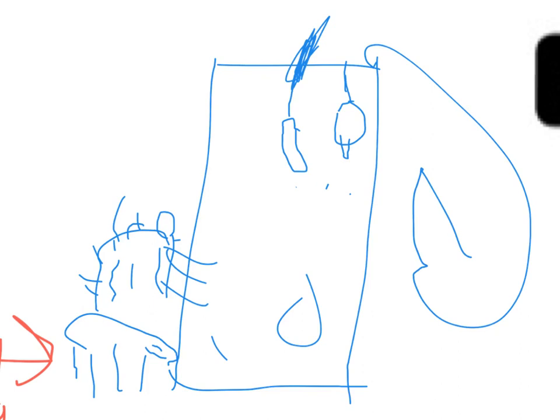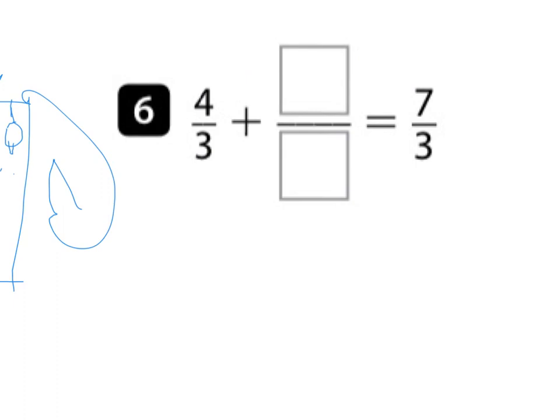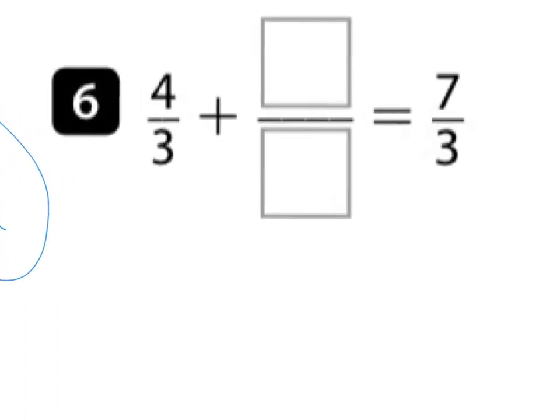Alright guys, let's cruise on to number 6 now. We'll take a break and come right back to that in a minute. Alright guys, so now we have 4 thirds plus blank equals 7 thirds. I always say your denominator stays the same. So we're going to go ahead and put 3 right here. Next, let's figure out our numerator. 4 plus blank equals 7. So 4 plus 3 will give me 7.